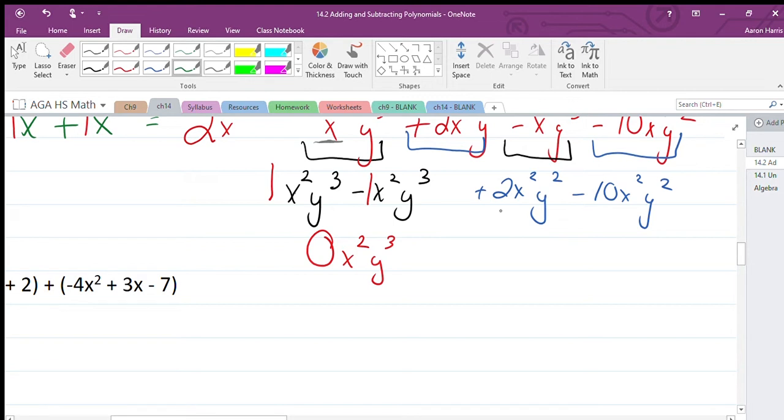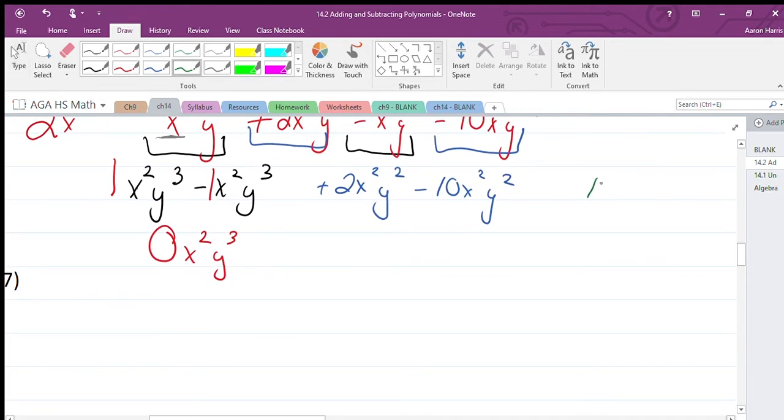This says 2x squared y squared minus 10x squared y squared. So what am I really doing? I am taking 10. I'm going to subtract 2. Because the signs are different, I'm going to put the bigger on top, smaller on the bottom, and subtract them. And I get 8. But I keep the sign of the bigger number. So I get negative 8. So negative 8, and then I just write x squared y squared.